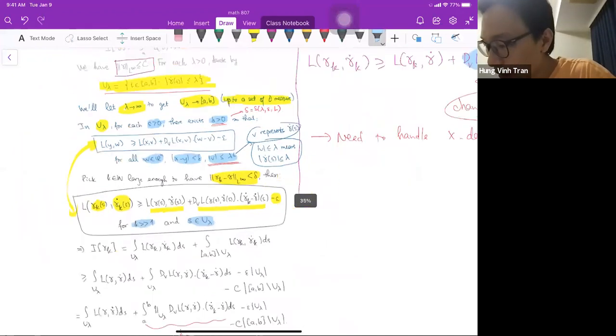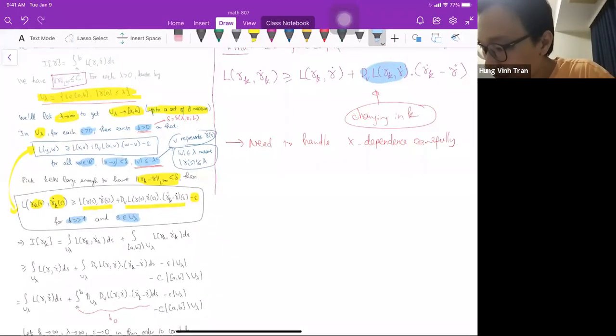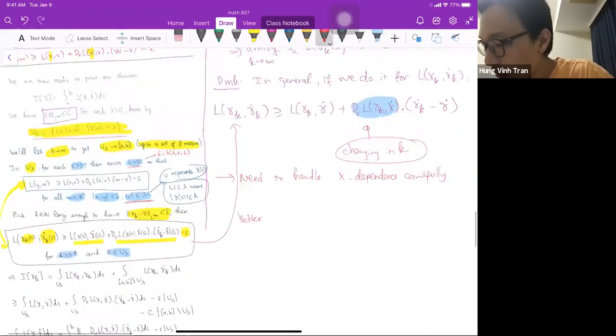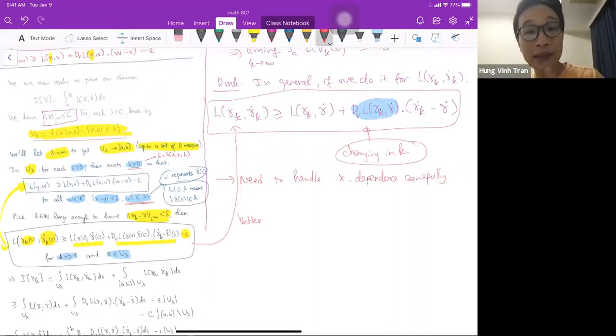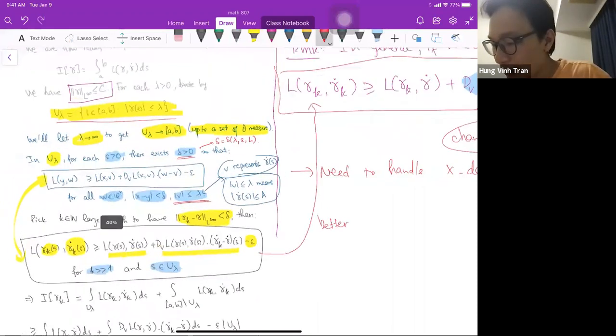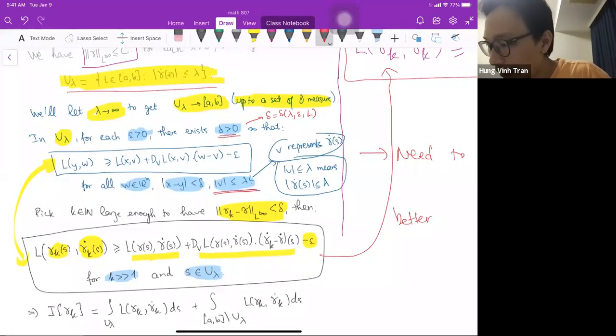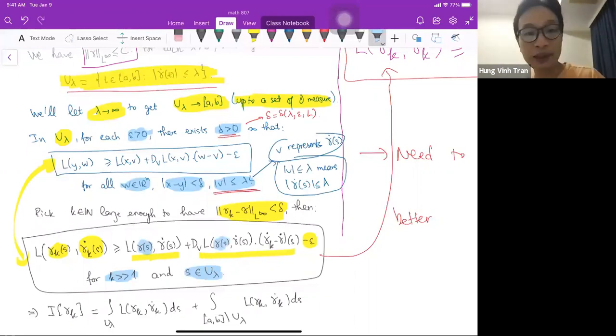Let me zoom out here a little bit. You see that this step is better than the naive way. The naive way was that I do it for L of gamma k gamma dot and dv L of gamma k gamma dot, but that thing is changing, and technically it's a little bit dangerous. What we are doing on the left hand side is better because here it's gamma and gamma dot, which is already a fixed curve, so I don't have things running. That's a key point.